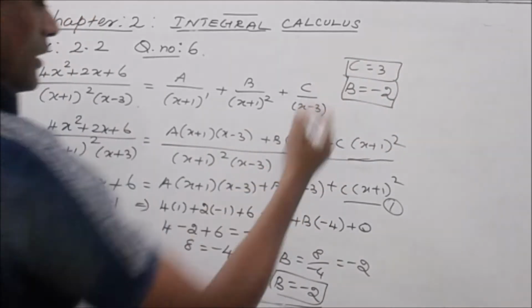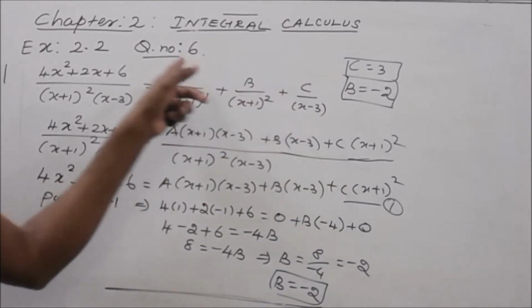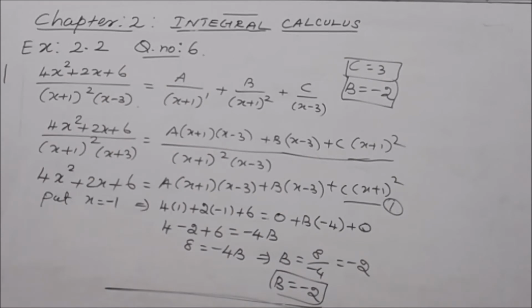And then we are moving to find the value of A. Because we found B and C, the only value remaining is A.